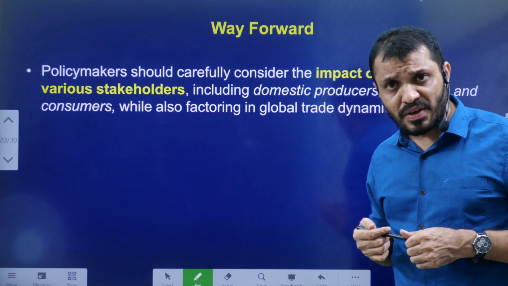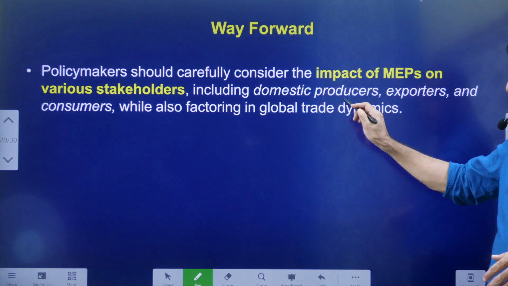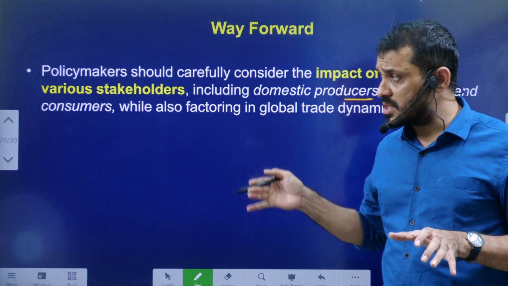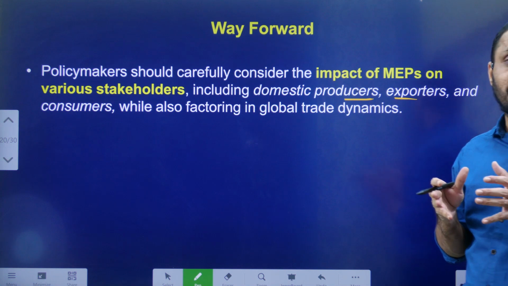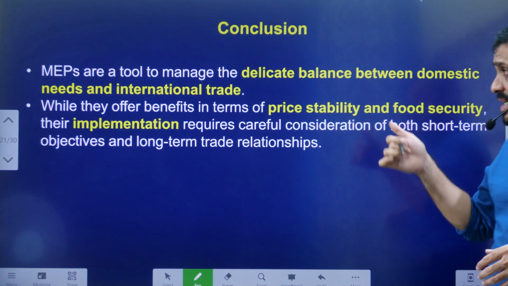What is the way forward? The way forward is, when we are going for these kinds of things, minimum export policy and all these things, we have to take into confidence the domestic producers, exporters and consumers. We have to take various stakeholders into confidence so that it will give a better response.